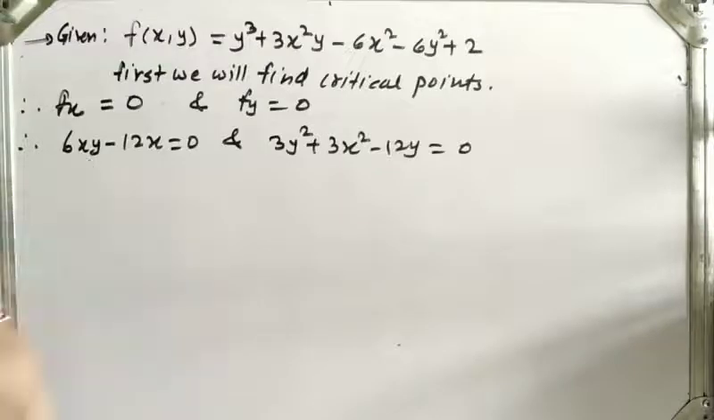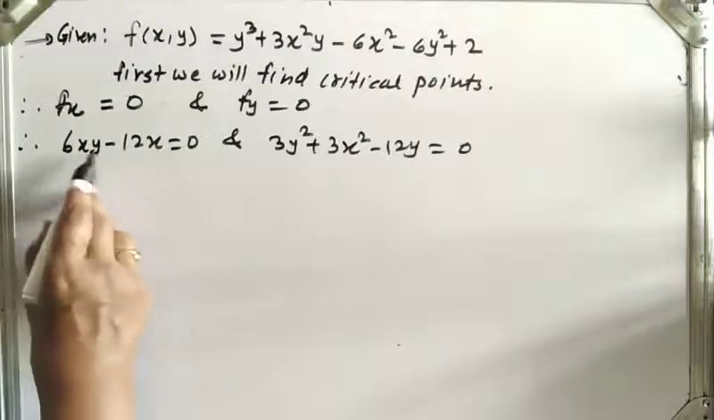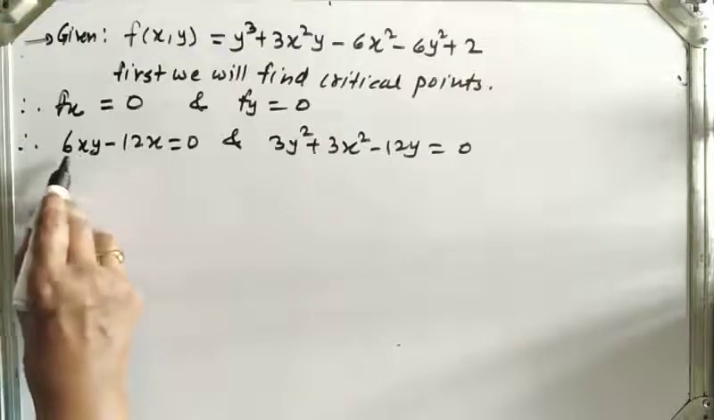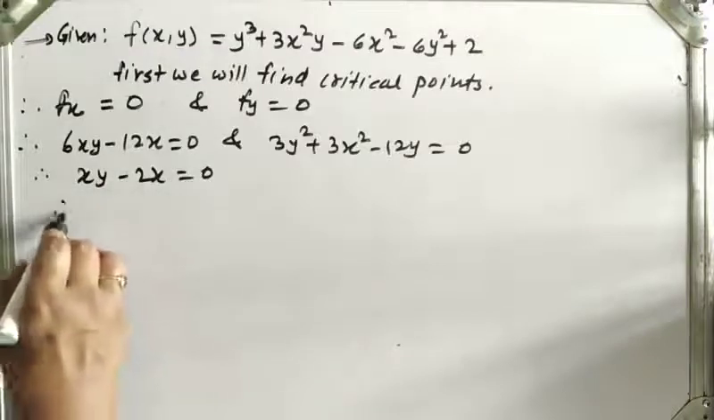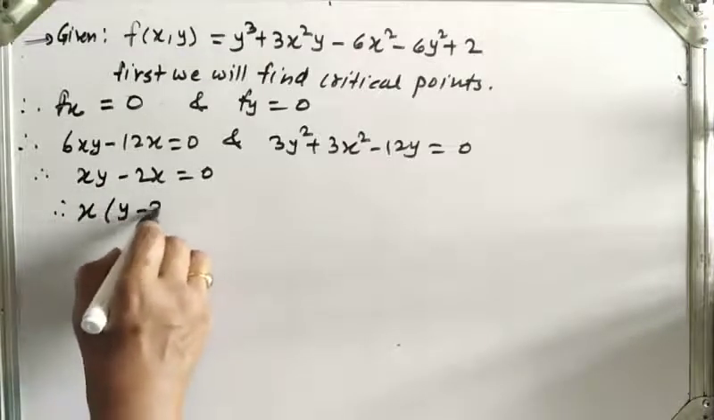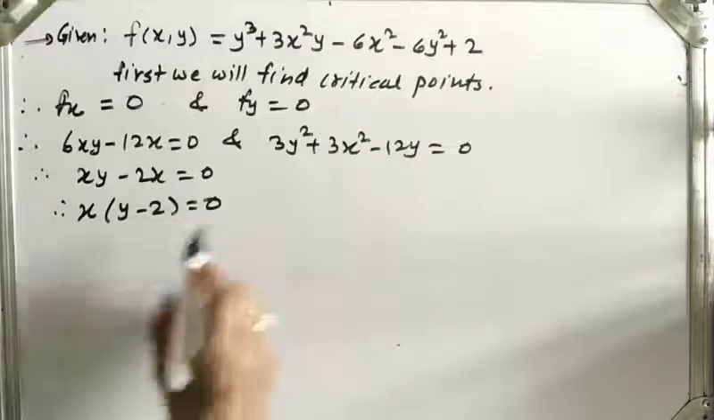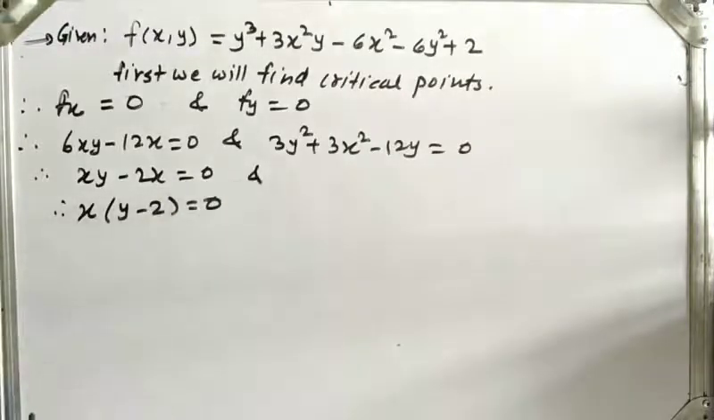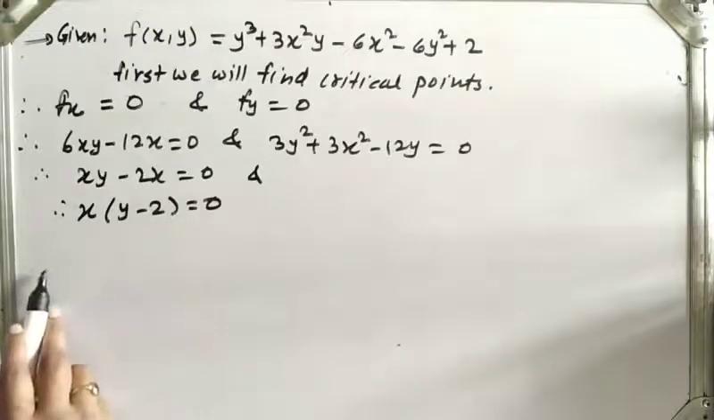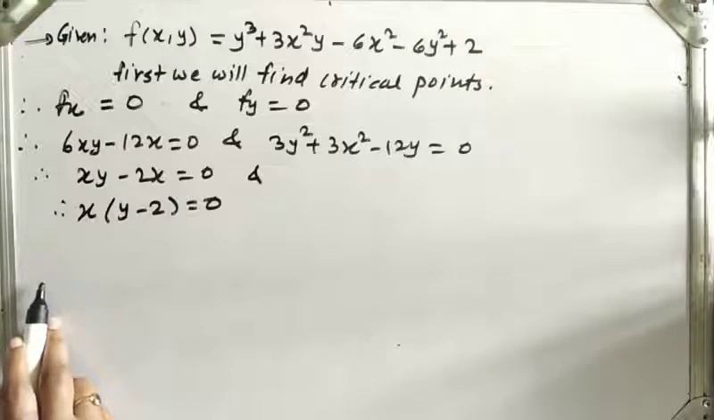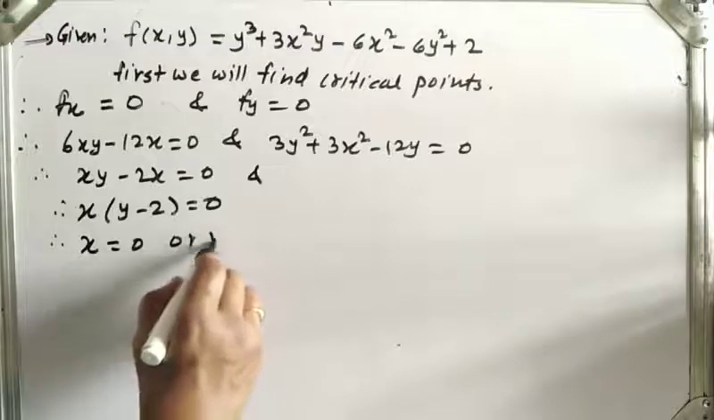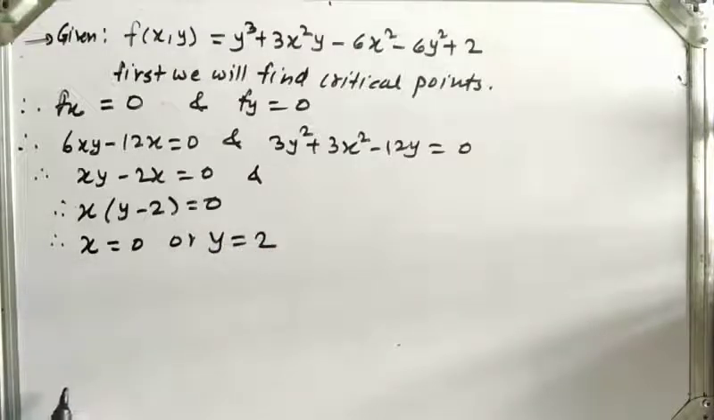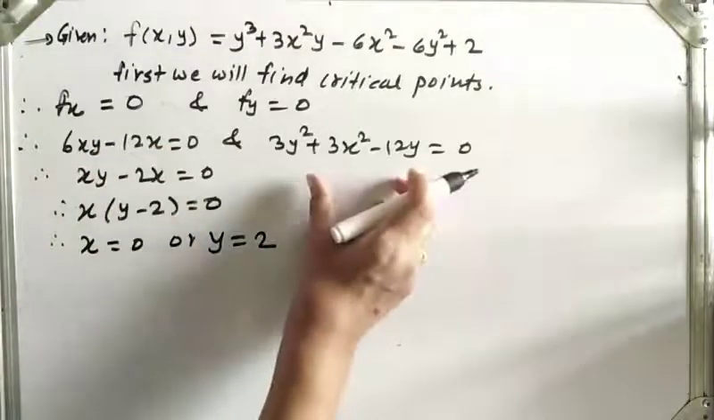Now from this we can write xy minus 2x is equal to 0. Therefore we can write x into y minus 2 is equal to 0. Now first let us solve this. Therefore x is equal to 0 or y is equal to 2. From this we get x is 0 or y is 2 in this equation.